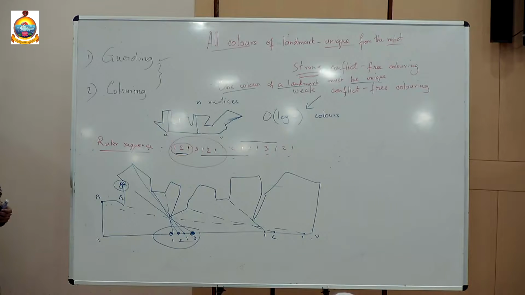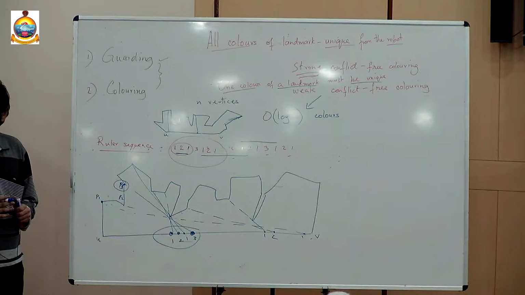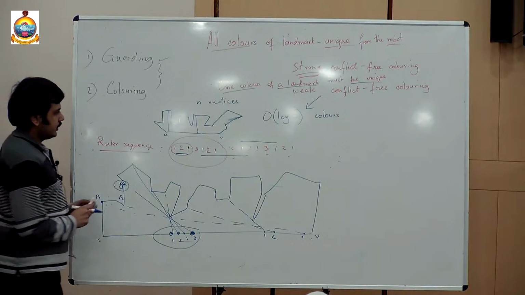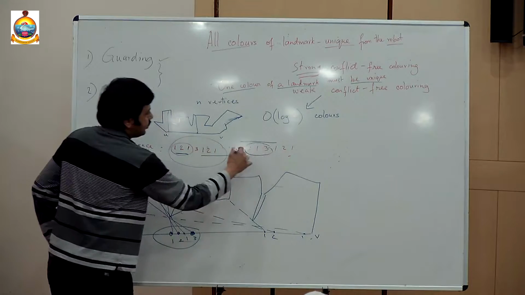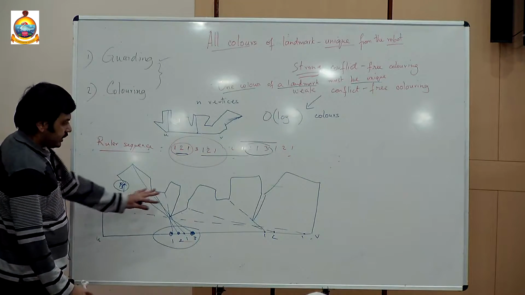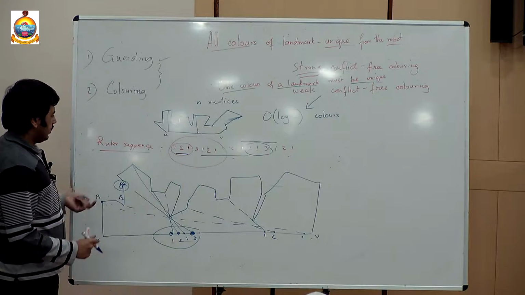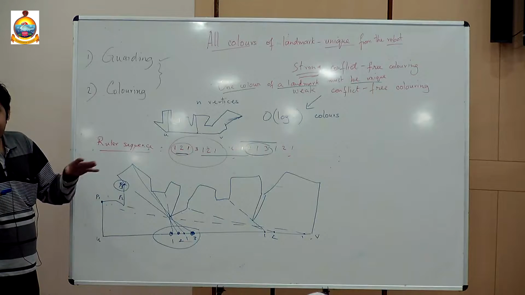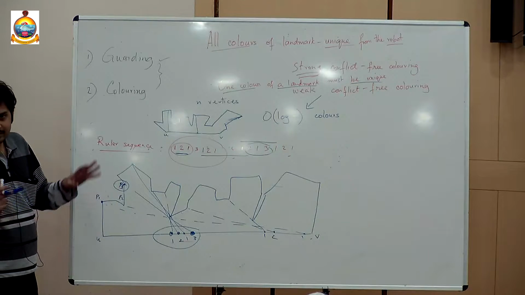Because here if you take this 2, 1, 3, all colors are unique. So we do this, we have an upper bound for weak visibility polygons, but the upper bound is actually for simple polygons.